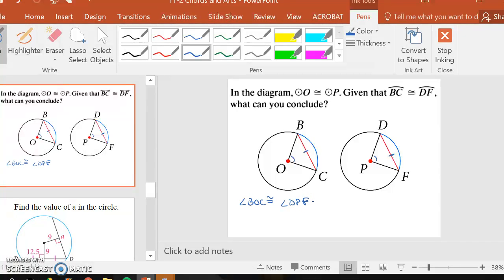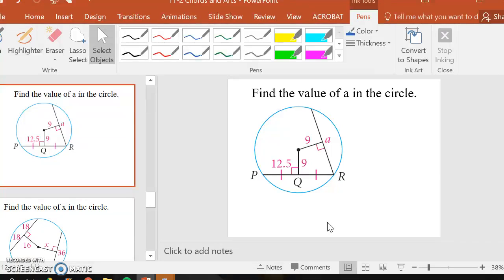And what else can we conclude? Well, if chords are congruent, then we know the arcs are congruent. So arc BC is congruent to arc DF. Okay.